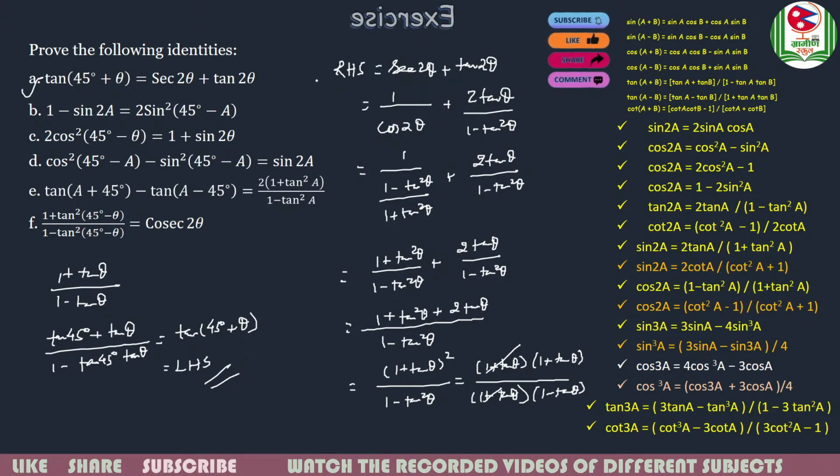But it seems quite easier to prove using RHS than using LHS. So you can use any of them, but while using LHS you have to predict, or think of the result. But if you start with sec 2 theta plus tan 2 theta, it is very sufficient, and you can easily simplify and get the required result.